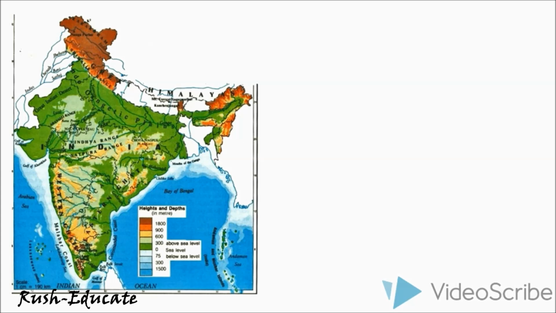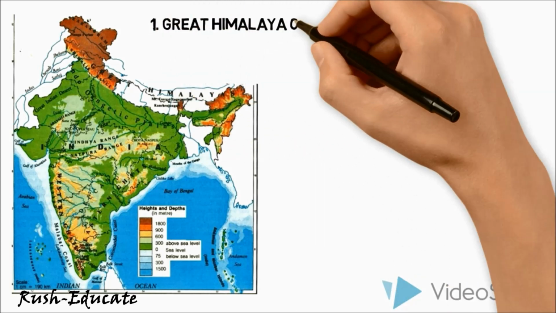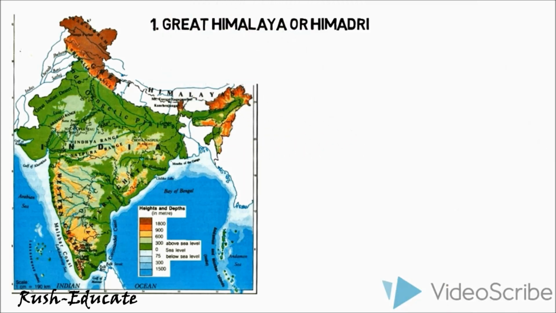India is marked by a diversity of physical features such as mountains, plateaus, plains, coasts, and islands. Standing as sentinels in the north are the lofty snow-capped Himalayas. The Himalayan mountains are divided into 3 main parallel ranges. The northernmost is the Great Himalaya, or Himadri. The world's highest peaks are located in this range.